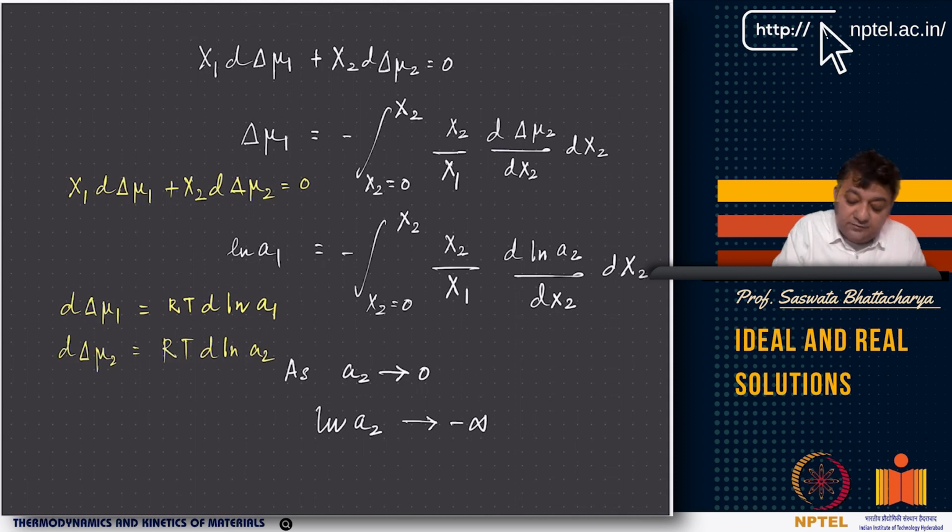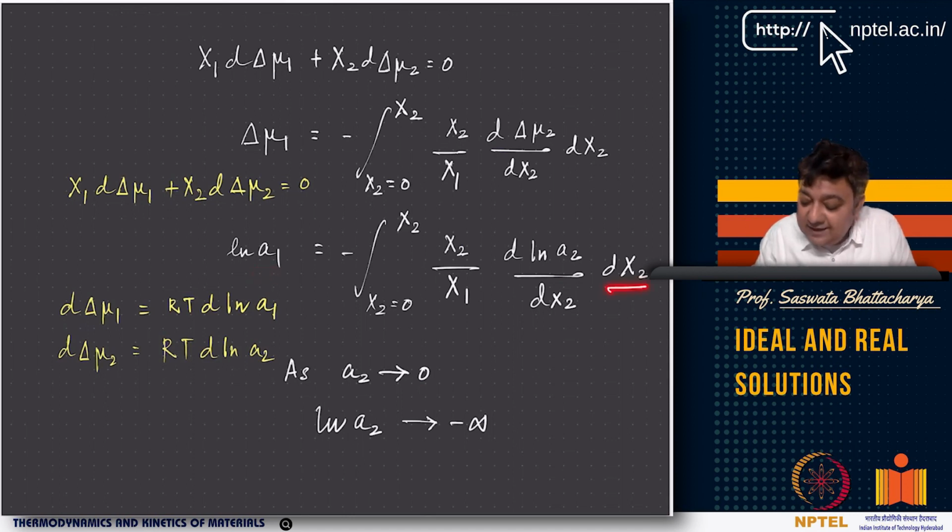Now if you do this, you have x1 RT d ln A1 plus x2 RT d ln A2 equal to 0. RT cannot be 0 because T is not equal to 0, so RT you can remove. What you get back is the same integration. So you get ln A1 equals the integral of x2 over x1, d ln A2 over dx2. So if I know the activity of 2, I basically can get the activity of 1, right?